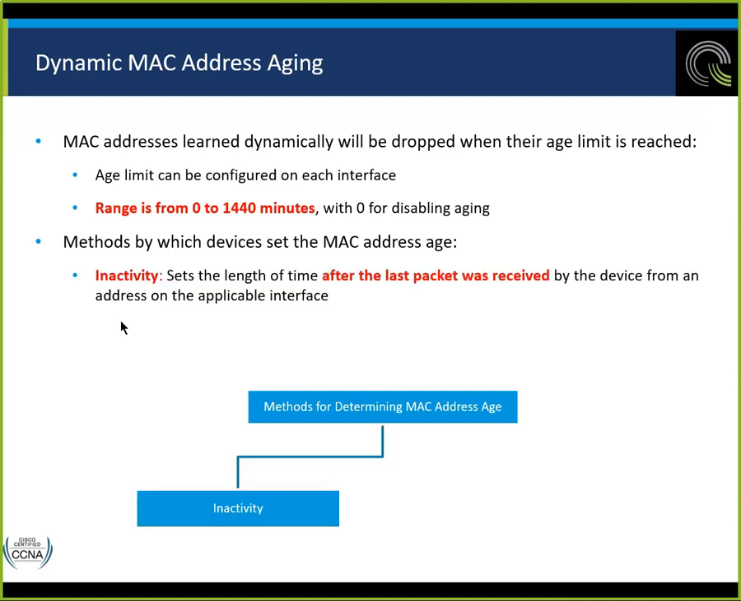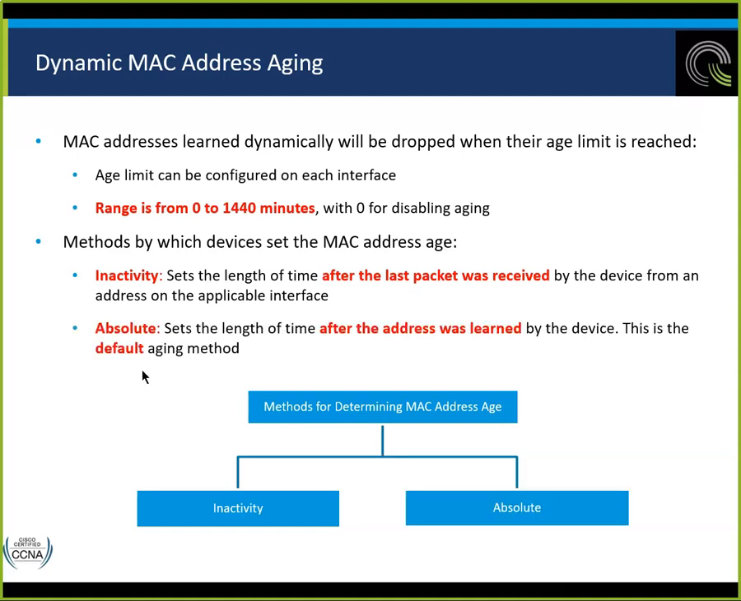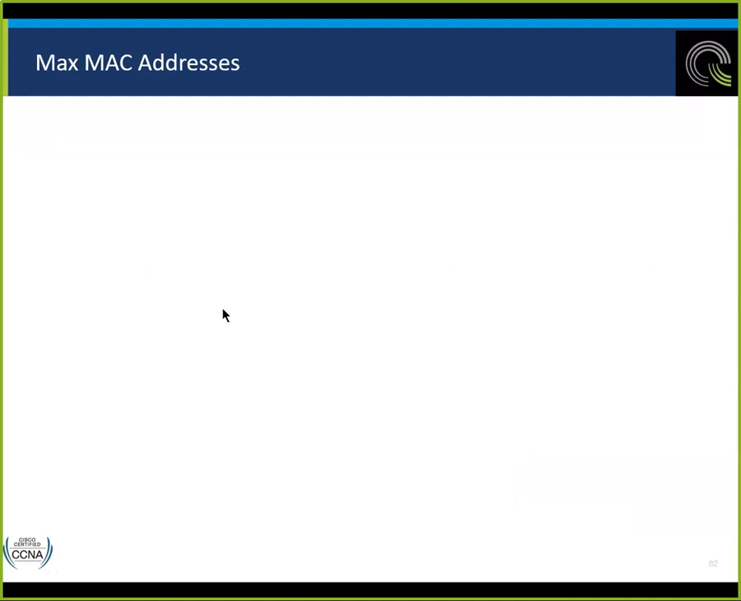Methods for when the device receives a MAC address to age it: there are 2 different methods. One is absolute, the other is inactivity. With inactivity, if we use that MAC address again, the timer gets reset. With absolute, after it's learned, it goes into the countdown. The default aging method is absolute.